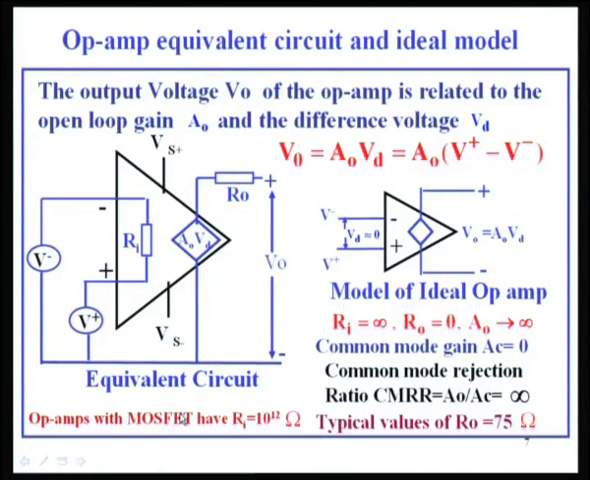In practice, the op amp with MOSFET amplifiers inside has an input resistance RI of 10 to the power 12 ohms, which is very high. Even if you have 1 volt input, the current is 10 to the power minus 12 amperes, which is picoamperes. Okay. So, with that understanding, we will proceed. We take this voltage as negligible and gain as infinite.